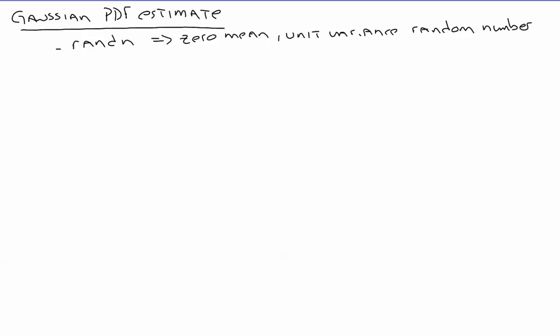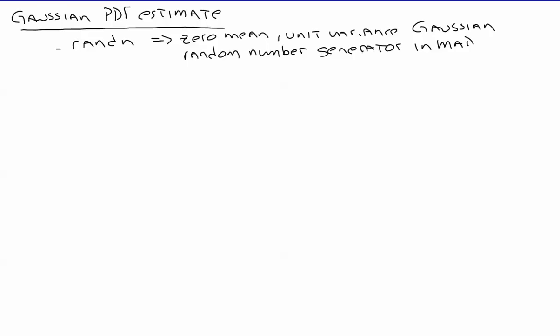I should say a Gaussian random number generator. I'm having a hard time writing today. Randn is a 0 mean unit variance Gaussian random number generator in Matlab. But what if I want to generate Gaussian distributed data with any other mean and variance?